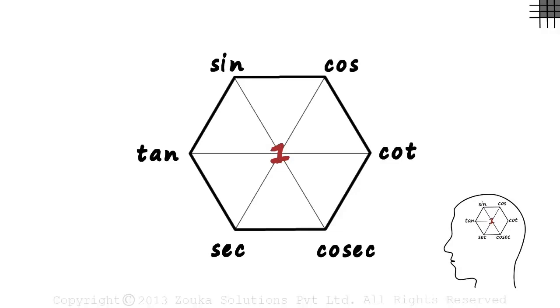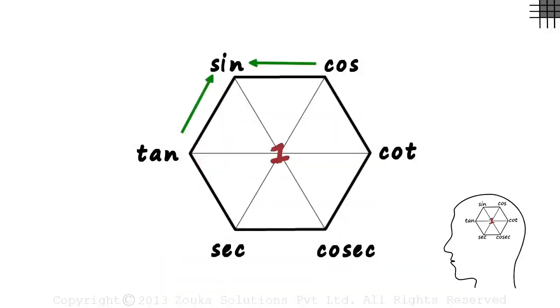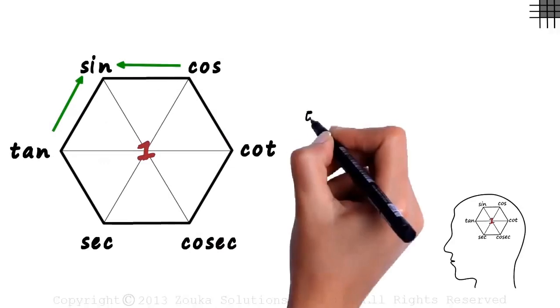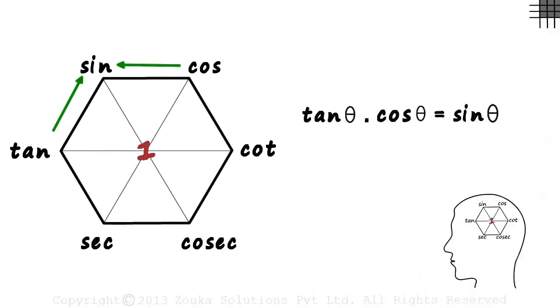Take any 3 continuous functions in the hexagon like tan, sine and cos. Tan multiplied by cos will give us sine. So if 3 continuous functions are taken, the product of the first and the third functions result in the function in between them. We can say that tan theta multiplied by cos theta equals sine theta.